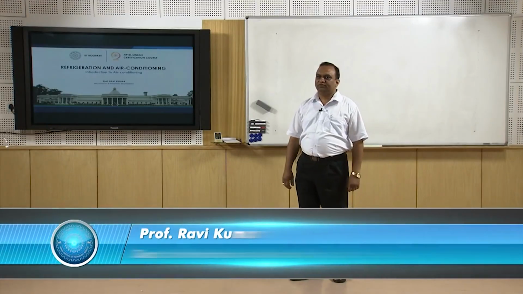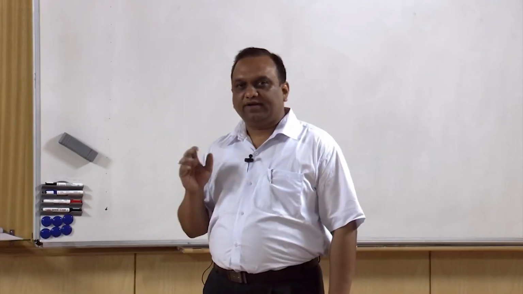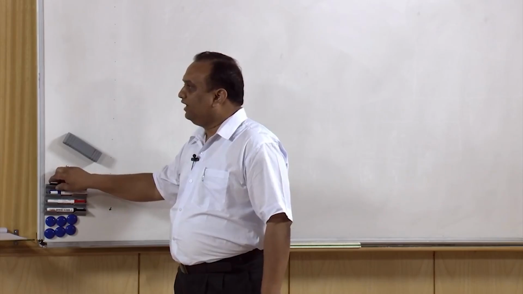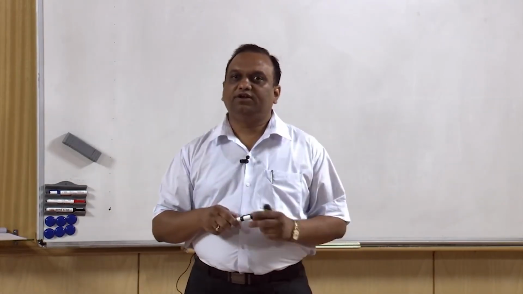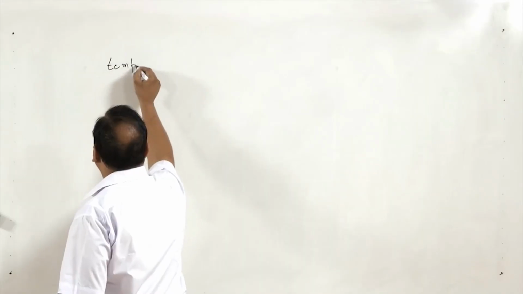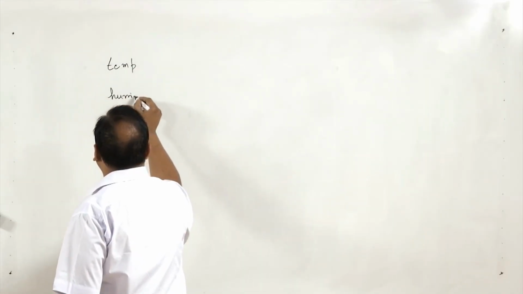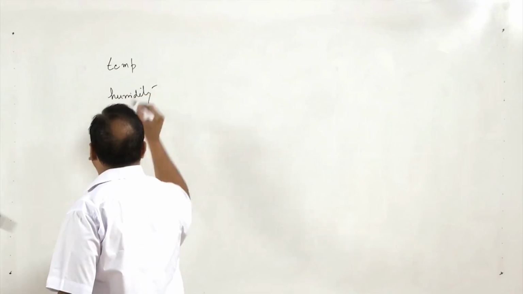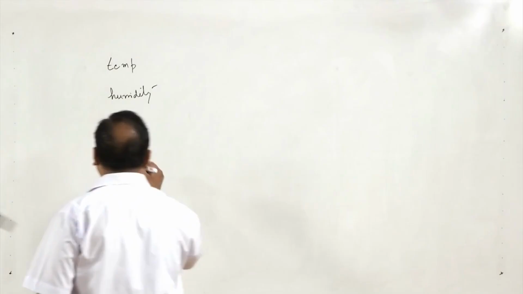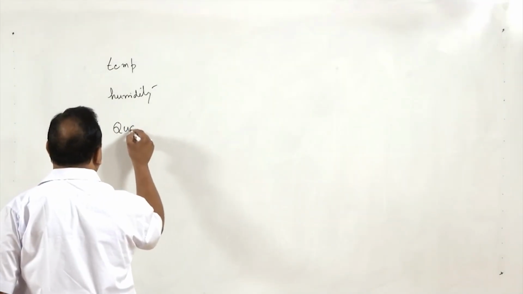Hello, I welcome you all in this course on refrigeration and air conditioning. Refrigeration part we have already covered in the previous lectures. Today we will take up introduction to air conditioning. Now in refrigeration, the temperature is controlled at a certain level, but in case of air conditioning, not only temperature, humidity is also controlled. Temperature, humidity. In addition to these two, the quality of the air is also controlled in air conditioning.